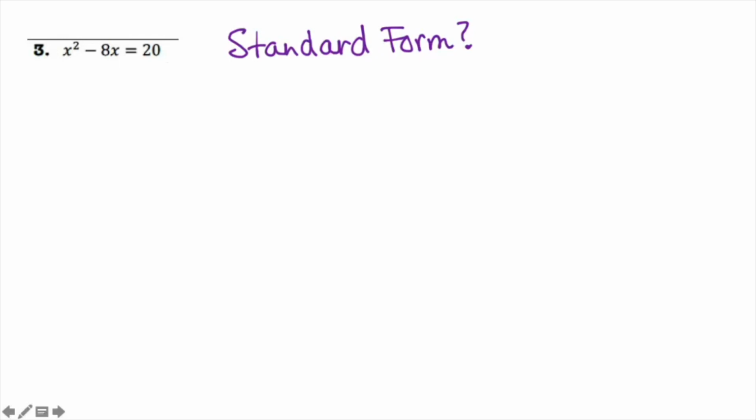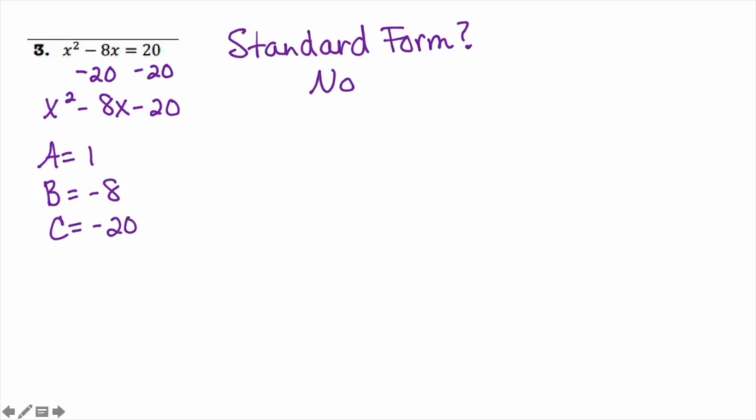All right, so for number 3, ask yourself, is it in standard form? And in this situation, it is not. So we need to subtract 20 on both sides. And make sure that you put 20 at the end because that's the c value of your ax squared plus bx plus c. Then you're going to list your a, b, and c. So we have a equals 1, b equals -8, and c equals -20. So the sign to the left of each number comes with it when you do your a, b, and c. Then you're going to plug it into the quadratic formula. So the opposite of b is 8. Plus or minus b squared would be -8 squared.